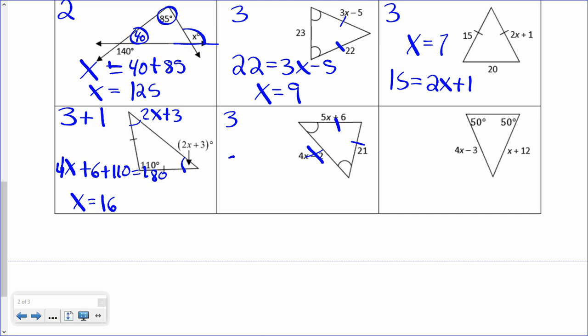So I'm going to write an equation. 5x plus 6 is equal to 21. Like this. Then you subtract the 6 and divide by 5. 3. X equals 3.